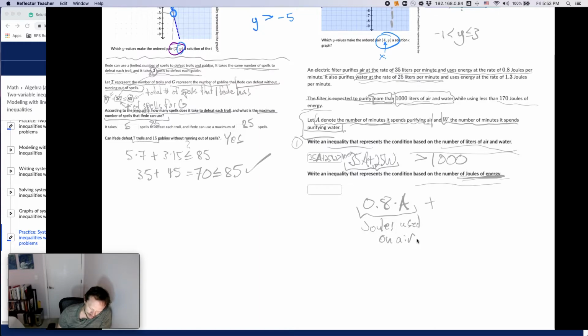plus 1.3 times W is the joules used on water. And it's going to have some relationship to 170 joules. So what's that relationship? Is it less than or is it greater than? Well, it tells us that it uses less than 170. So we have our two inequalities.